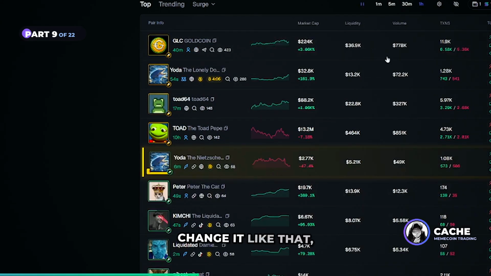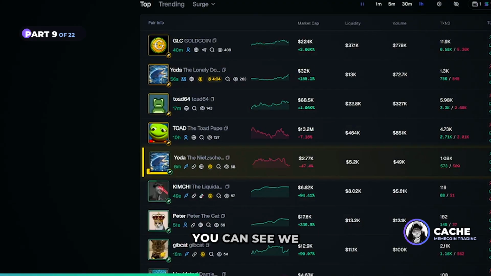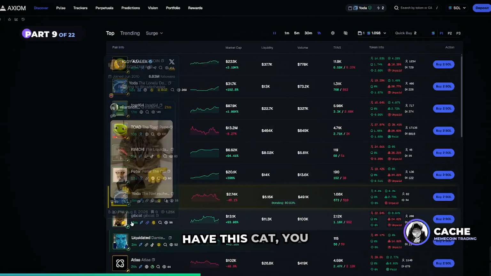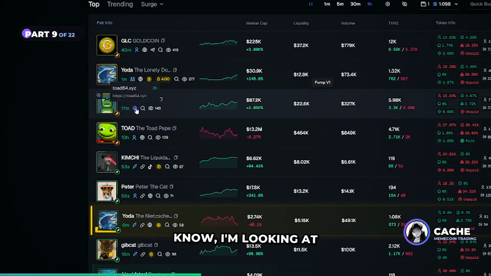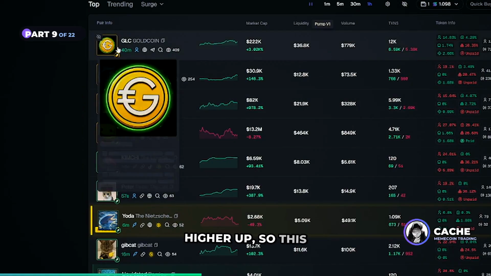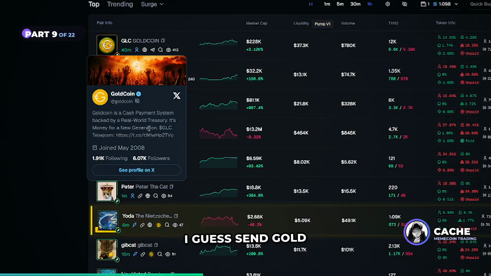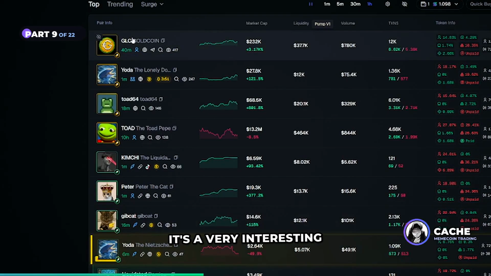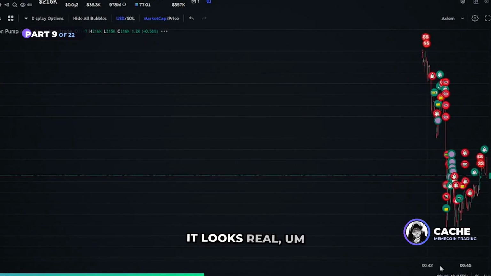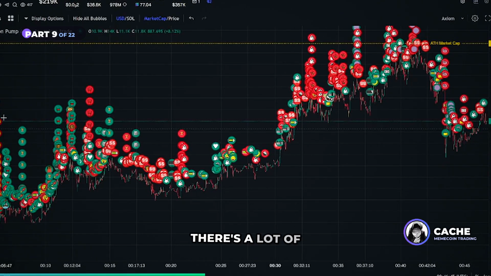I don't know why they changed it like that, but you can see we have this cat. I'm looking at more things that are higher up. So this GLC coin, this is gold, that will automatically, I guess, send gold to people. It's a very interesting chart. Let's see if it's even real. Yeah, it looks real. You can see because there's a lot of different wallets.